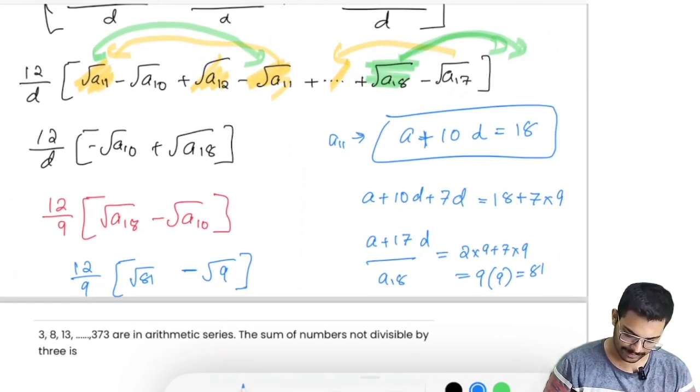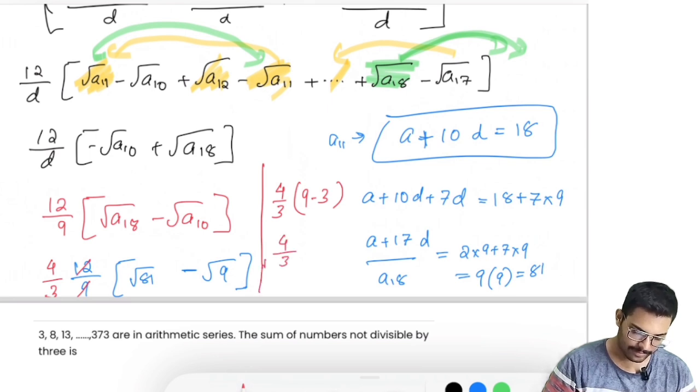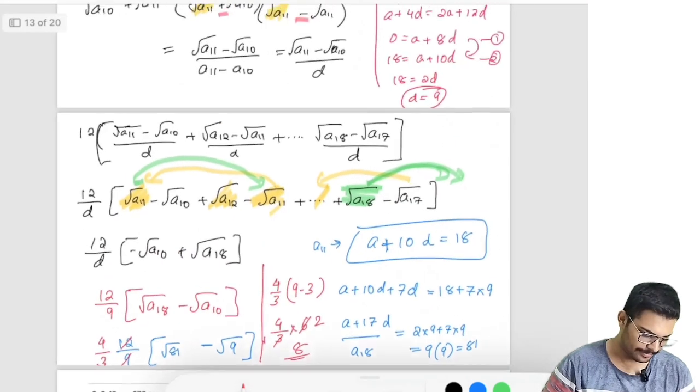Now we can simplify. 12 by 9 we can cancel with 3, it will be 4 by 3 into root 81, which is 9, and root 9 is 3. So 4 by 3 into 9 minus 3 is 6. When you cancel, it will be 2 into 4, 8. Our answer will be 8.